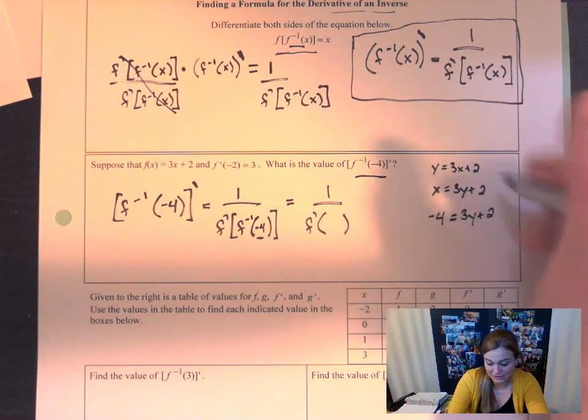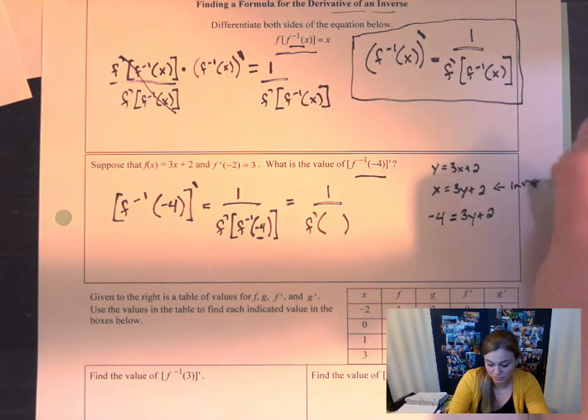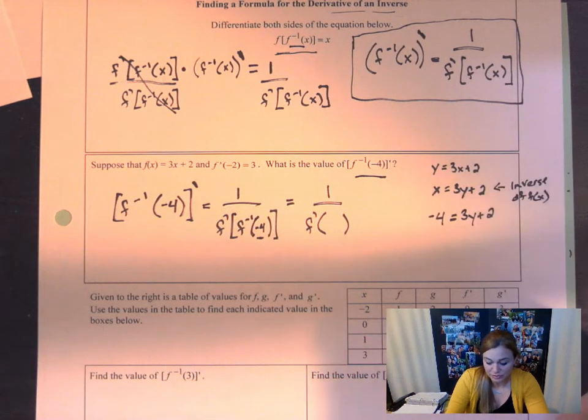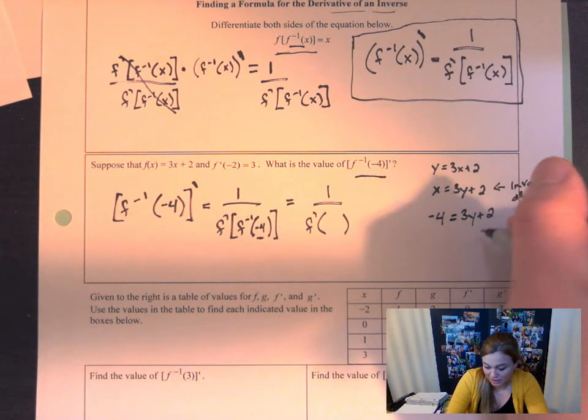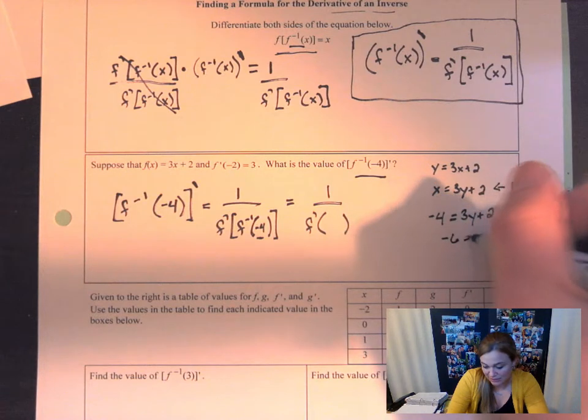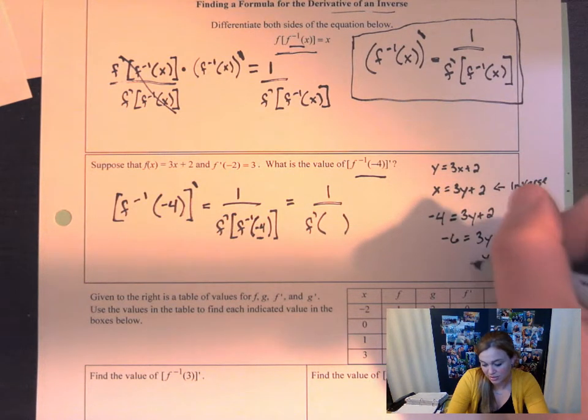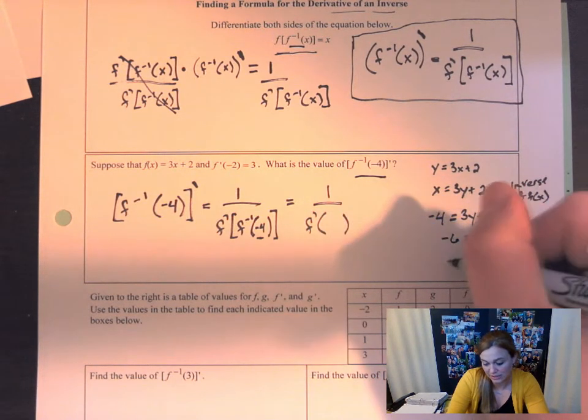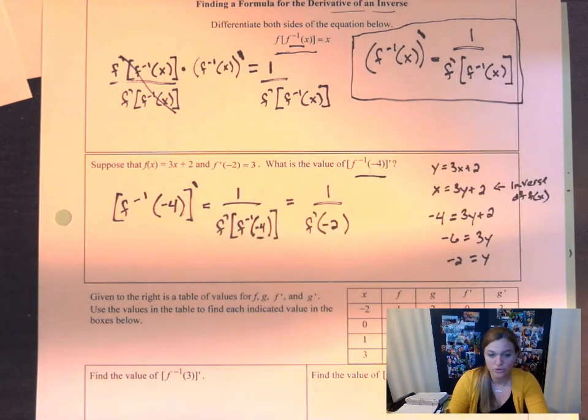Because remember, this was the inverse function. This is the inverse of f. And then I'm solving for this y value. And so I would subtract 2 on both sides. I get -6 is equal to 3y. Divide by 3 on both sides. I get -2. Whew, we did it.